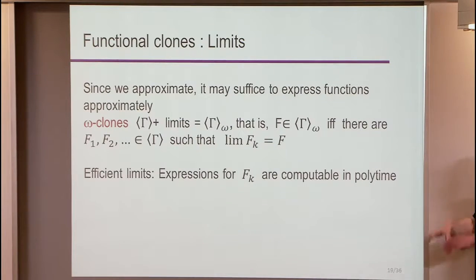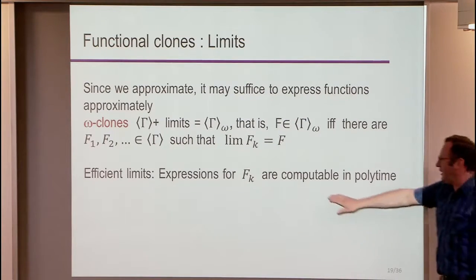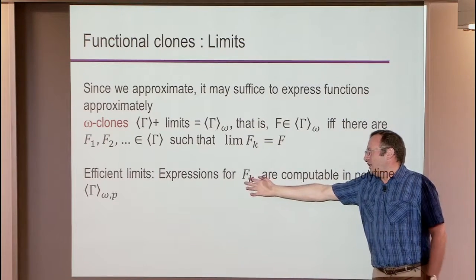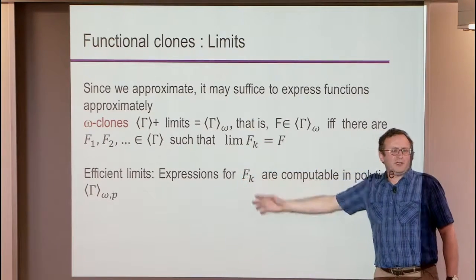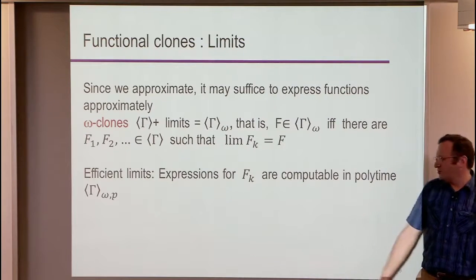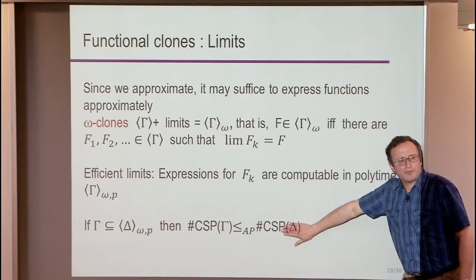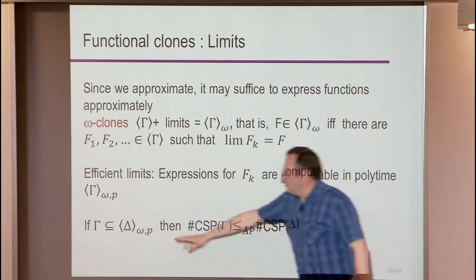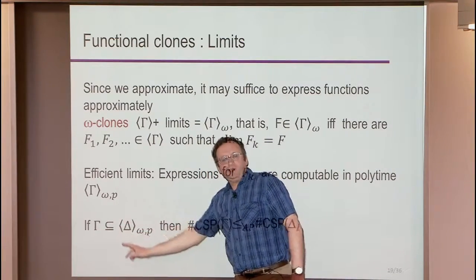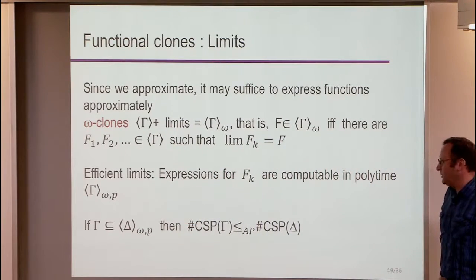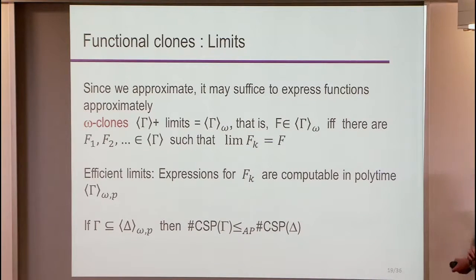So if we want to keep reducibility, then we have to restrict ourselves to some kind of efficient limits, say where every function from the sequence is somehow nicely expressible and so on and so on. Well, then we have approximation preserving reduction. If we can express something using functional clone and efficient limits, then I have an AP reduction between the problems.